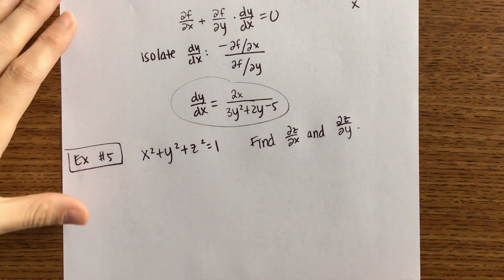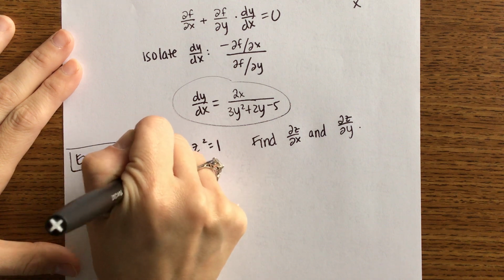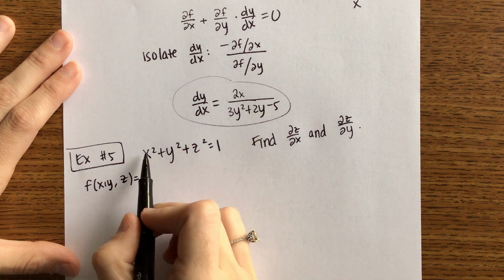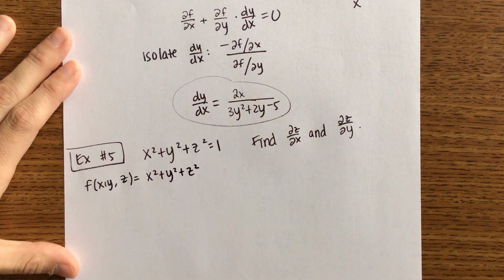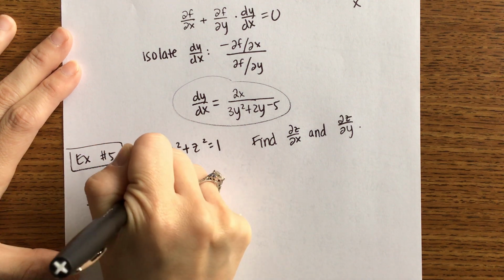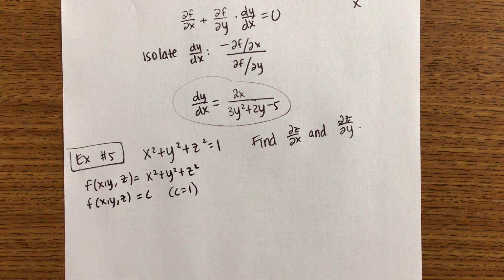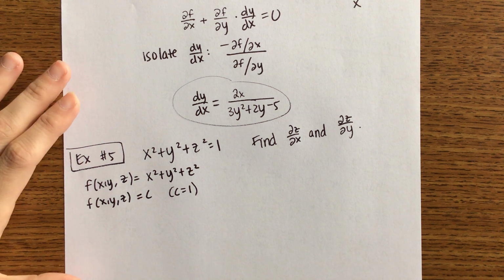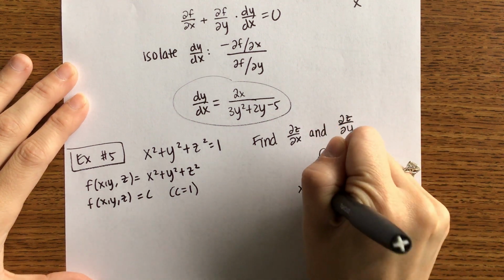Okay, so doing what we wrote before, we are going to call f a function of x, y, z, and that's going to be everything on the left side. And we are looking at the specific case where f of x, y, z is equal to some value c. In this case, c is 1. Okay, so now we have to write our tree diagram. f is defined by x, y, and z.